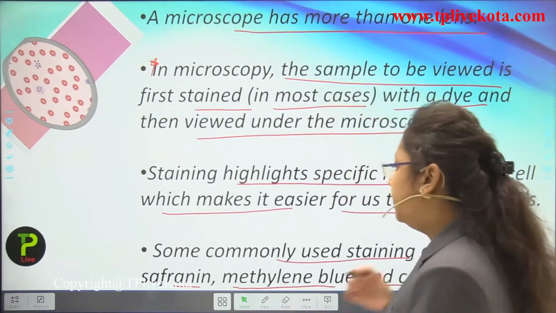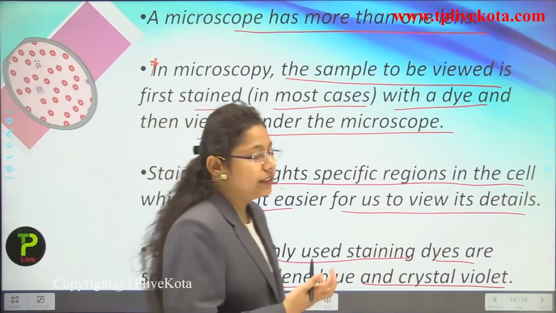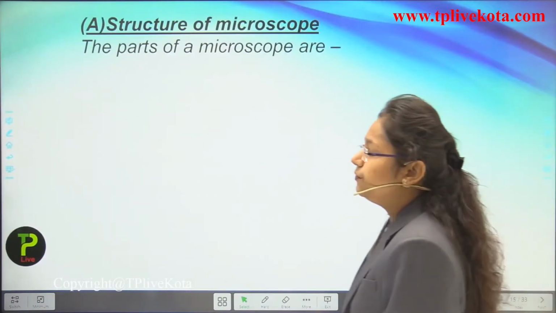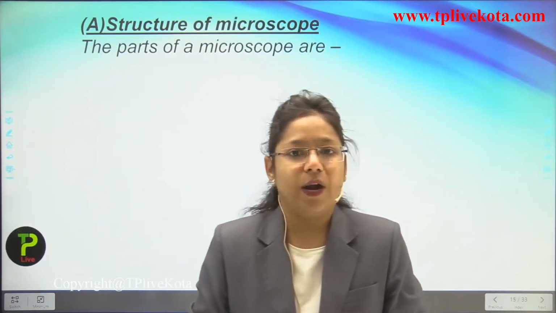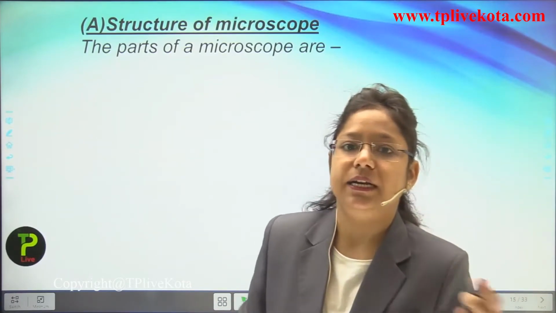Okay, so the dyes used are safranin, methylene blue or crystal violet. Now are you understanding these things? Next, we are going to study the structure of the microscope. Now what is the structure of the microscope? Does it contain many parts? Yes students, it contains many parts.